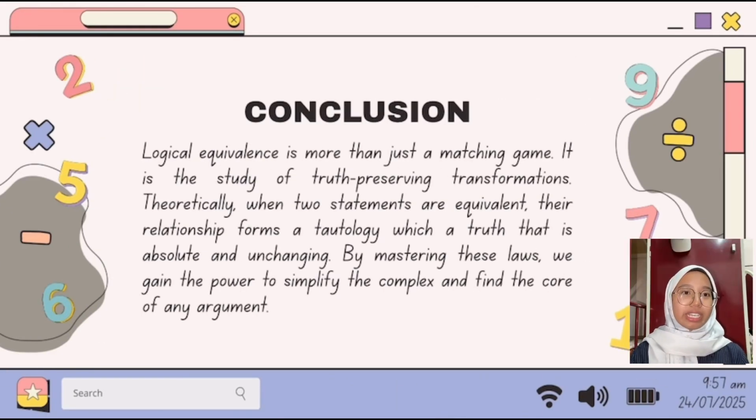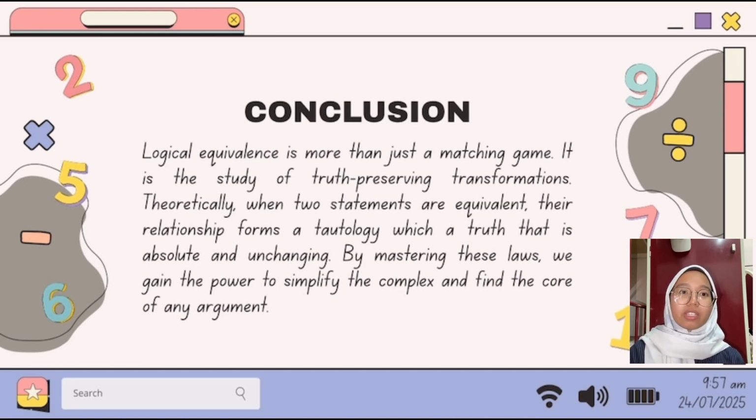We have seen today that the way we phrase a problem can change its look, but it doesn't have to change its truth. Logical equivalence gives us the tools to look past the surface of an argument and see its underlying structure. To truly understand the theory of logical equivalence, we must look at the biconditional. Theoretically, two statements are equivalent if and only if their biconditional relationship is a tautology, a statement that is true by its very form, regardless of the words around it.